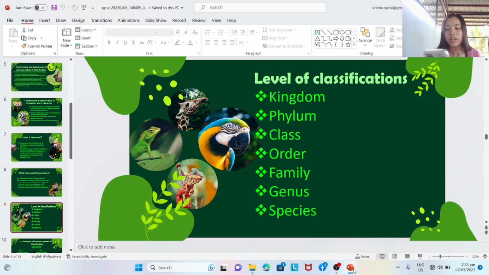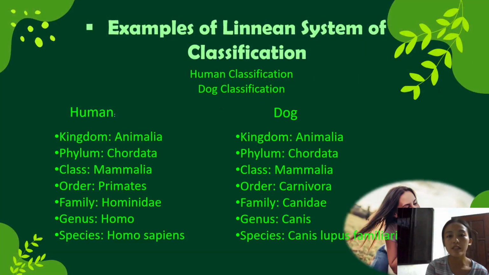Species names are typically written in Latin and consist of 2 parts: the genus name followed by the species epithet. So, these levels of classification provide a systematic and hierarchical framework for organizing and categorizing the immense diversity of living organisms. They help scientists understand relationships between different organisms and facilitate communication and research in fields such as biology, ecology, and evolutionary studies. Examples of linear system of classification.